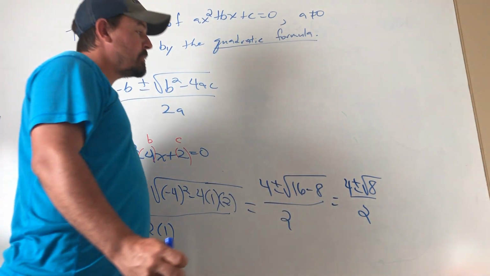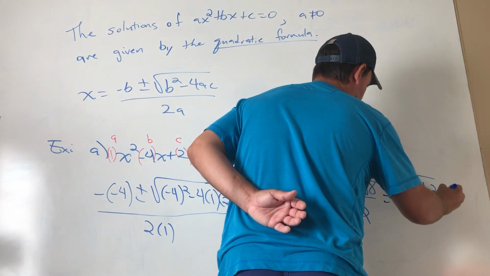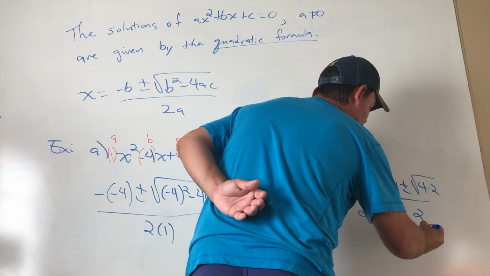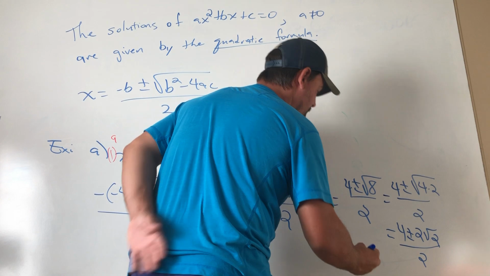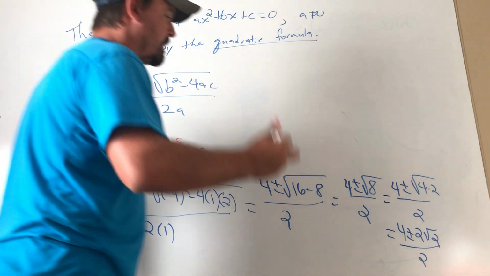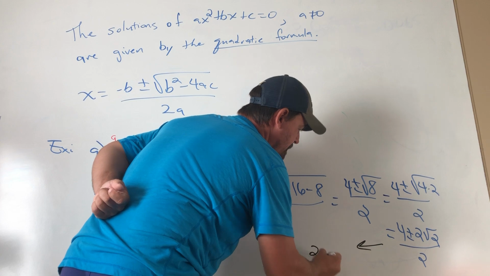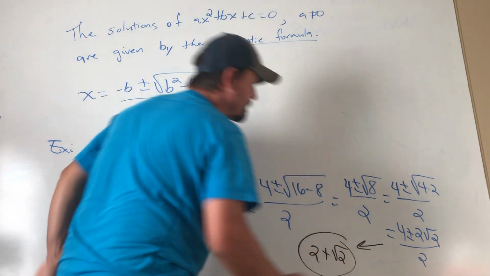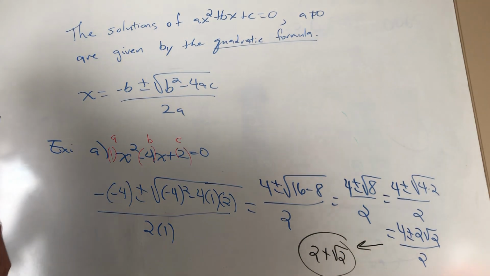8 breaks down into 4 and 2. So what I get here is 4 plus or minus 2 square root 2 over 2. I'll write the cancellation in a different color for our final answer, going this way because I'm running out of space. If I cancel 2 out of 4, I get a 2. If I cancel 2 out of 2, I get a 1. So I get 2 plus or minus the square root of 2 as my answer, completely simplified. Let's look at another example.